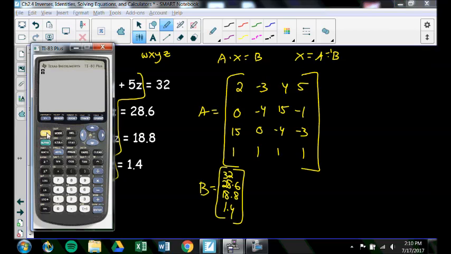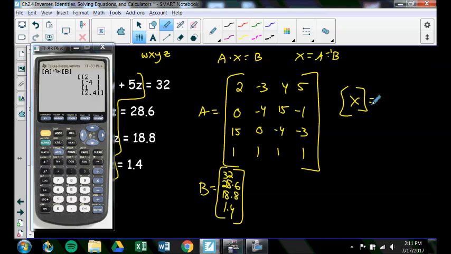There's matrix A. Instead of matrix B, 32, 28.6, 18.8, 1.4. Good. A inverse times B. That's all I need, A inverse times B. I can just type that in and there I go. Ha! My answers are x equals 2.